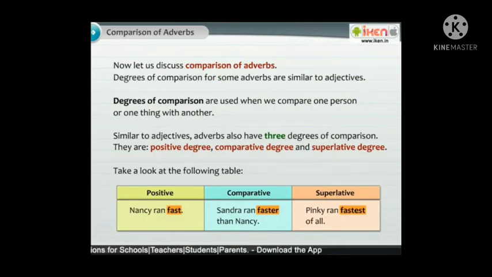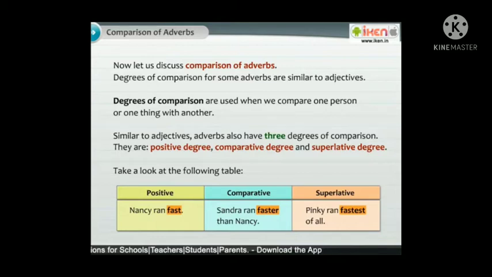Now let us discuss comparison of adverbs. Degrees of comparison for some adverbs are similar to adjectives. Degrees of comparison are used when we compare one person or one thing with another. Similar to adjectives, adverbs also have three degrees of comparison. They are positive degree, comparative degree, and superlative degree. Take a look at the following table. Positive, comparative, and superlative. Yes, three columns are given before you.